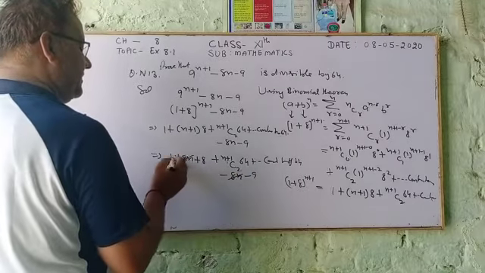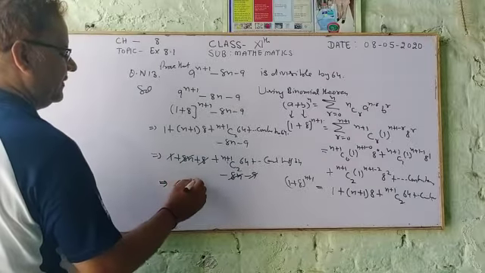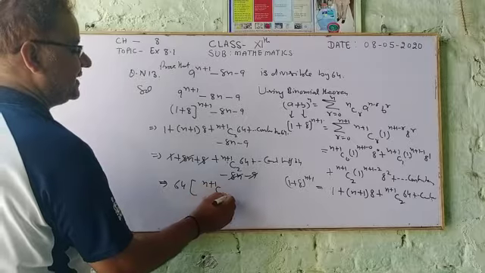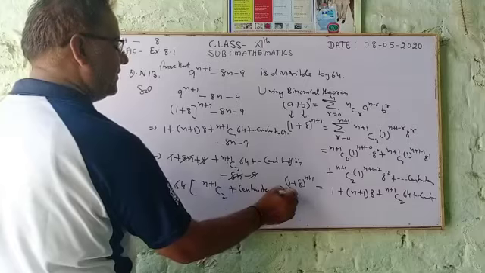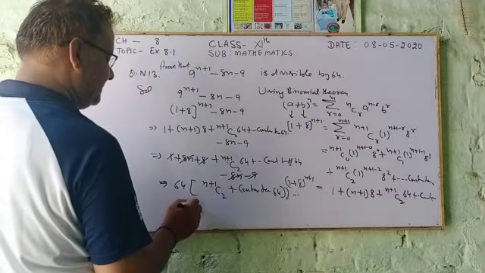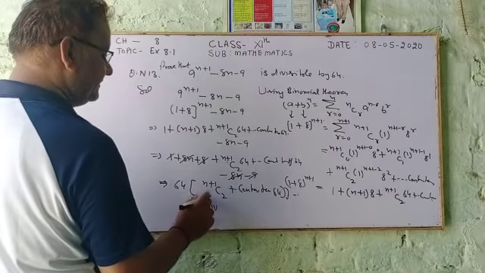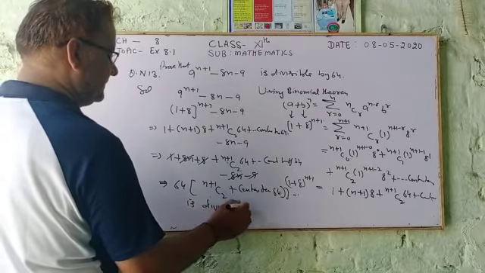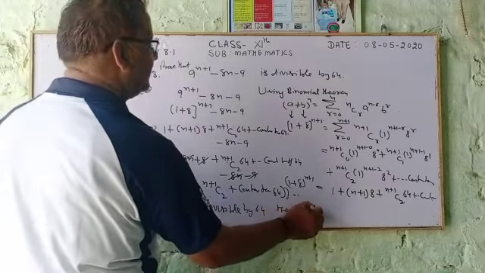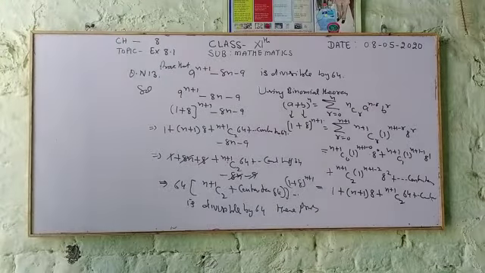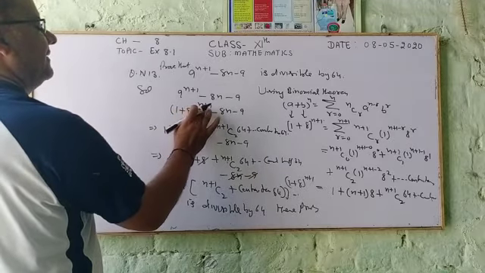So we cancel out 1 plus 8, that is 9, and 8n. Taking 64 common: 64 into n plus 1 C2 plus terms containing powers of 64. So it is a multiple of 64, also we can say divisible by 64, hence proved.